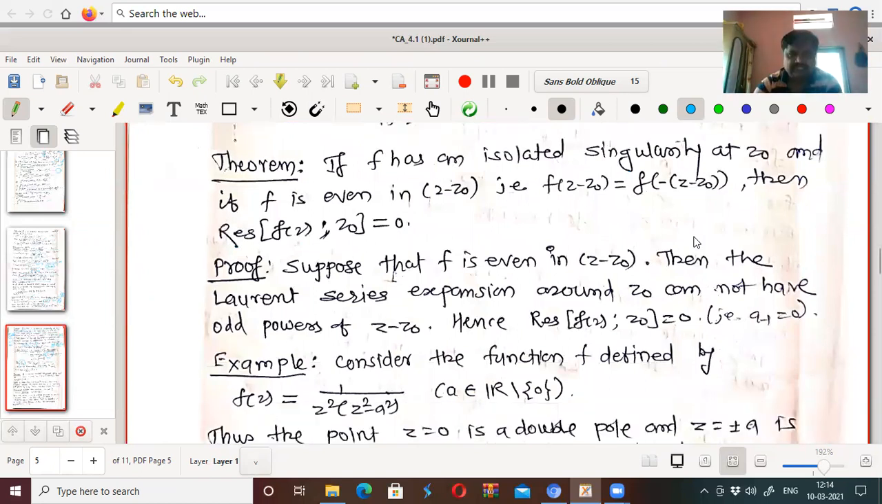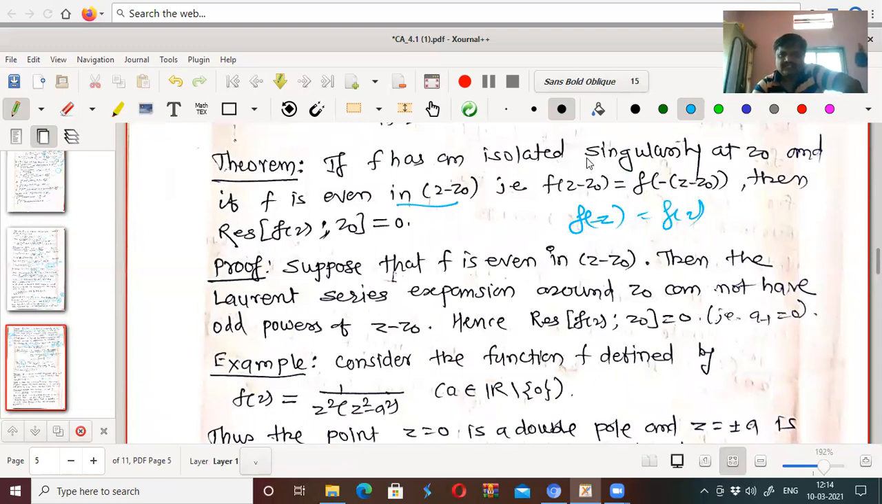One more result is there. If f has an isolated singularity at z0, and if f is even in z minus z0, that is, an even function. What does even function mean? We say that a function is even if f of minus z is equal to f of z. That is, if I replace z by minus z, then we get the same image. That function is called an even function.